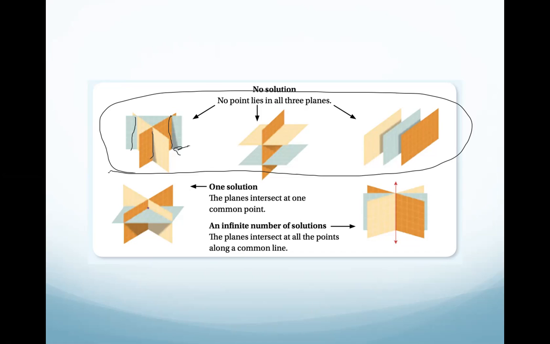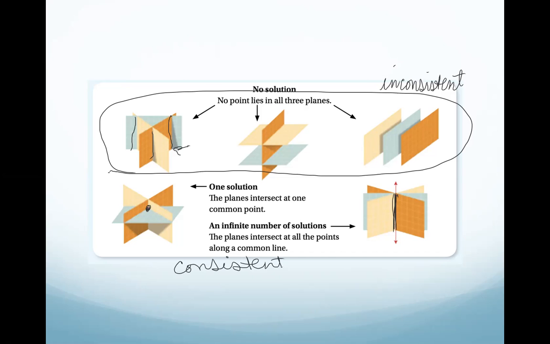However, there could be a way that all 3 planes do cross each other, and it could be a point. Or now we can also have the 3 planes crossing each other and we would get a line. Okay, so there are a lot of ways to get no solution. There are a couple of ways to get a solution. So remember, these would be inconsistent, and these two would be consistent.